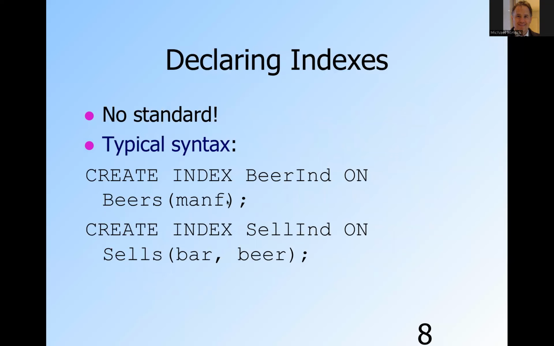Now, what does it mean when you've done this? It means that you build up a data structure so that if you ask the query, give me the beers manufactured by Anheuser-Busch, it doesn't have to scan the whole table to find those beers. Instead, it uses this B plus tree to find the tuples in the table that are Anheuser-Busch.